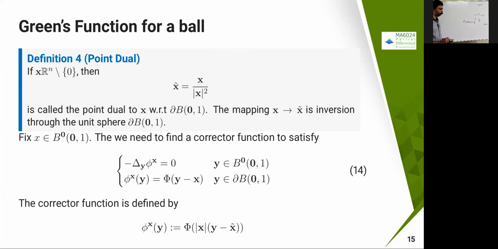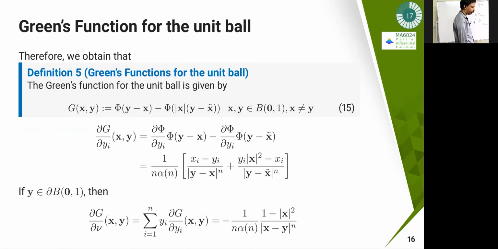If I define this, the same kind of logic we applied in the previous case, from that we can prove that your G of x, y, the same kind of thing. In the last case only y_n was changing, the remaining were the same, so there was no problem. But here everything is changing. So you first have to find your G of x, y, which is going to become Phi of y minus x, minus the corrector function, Phi of |x| into y minus x-bar, whole squared.